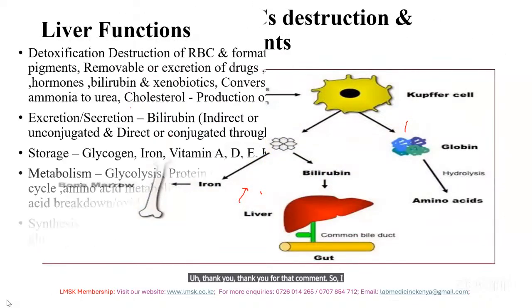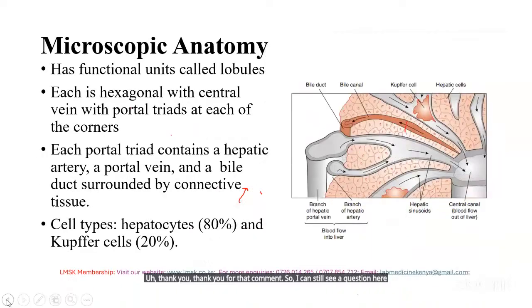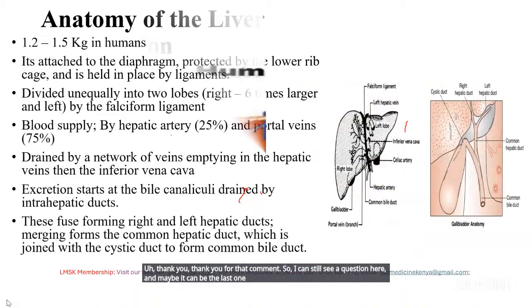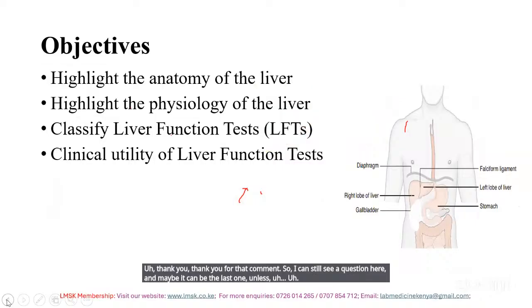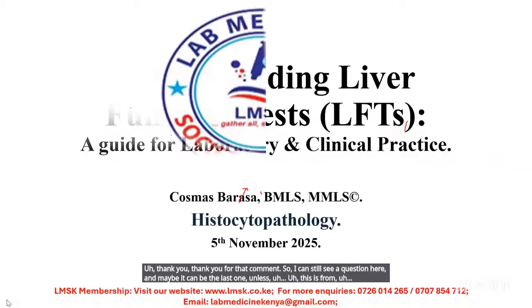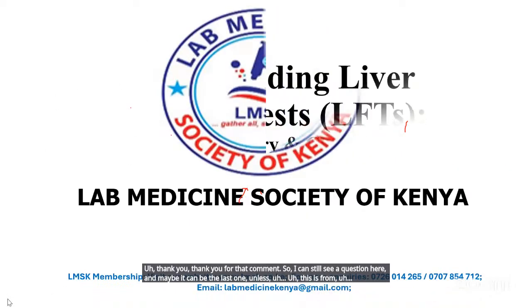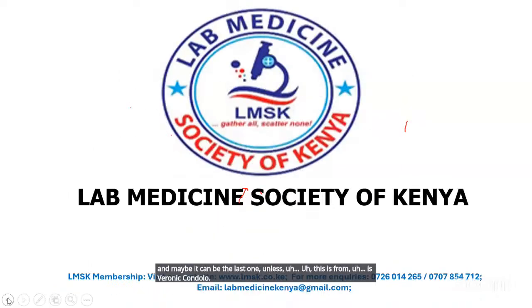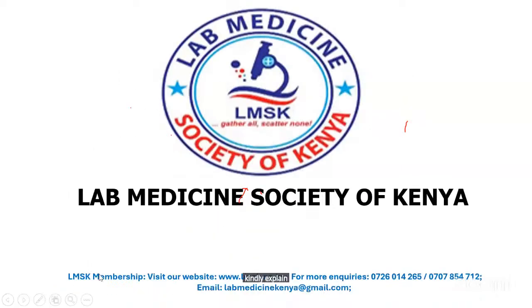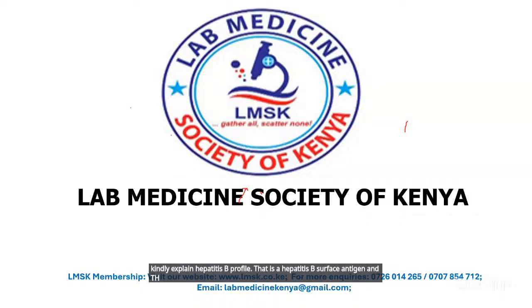So I can still see a question here, and maybe it can be the last one. This is from Veronica Ndolo. Kindly explain hepatitis B profile. That is hepatitis B surface antigen, anti-HBC, and anti-HBS.